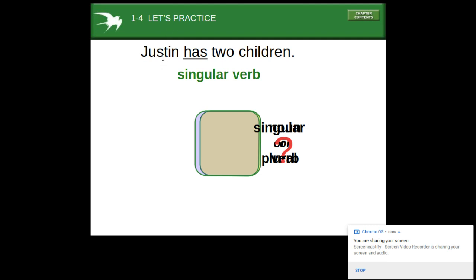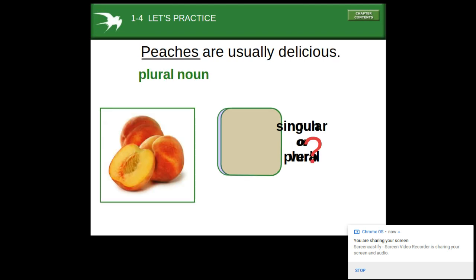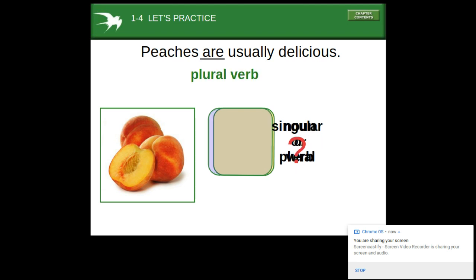Okay, if you look at this sentence, Justin has two children. Okay, so it's a singular noun, Justin, right? And that verb agrees. So it's a singular verb. Peaches are usually delicious, right? It's got that es ending. It's a plural noun. And so we've got a plural verb over here, are. We wouldn't say peaches is. We say peaches are.